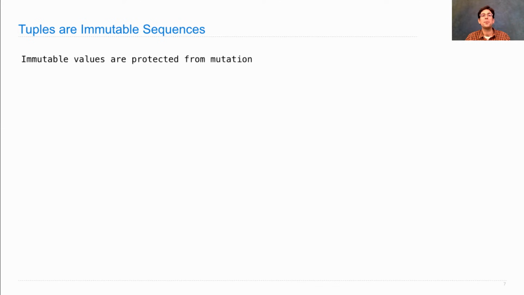So tuples are immutable sequences, and immutable values actually have some benefits. One is that they're protected in a way from mutation. If I have a turtle, which is a sequence 1, 2, 3, and then I call some function called ooze, the turtle is going to still be 1, 2, 3, because this sequence cannot be changed. Numbers are immutable values as well, so are strings. The only mutable values, the ones that can change, are lists.